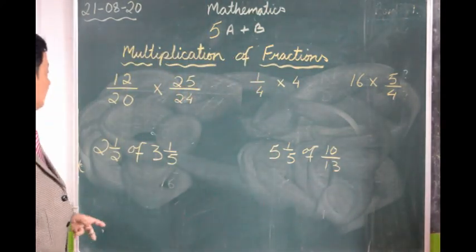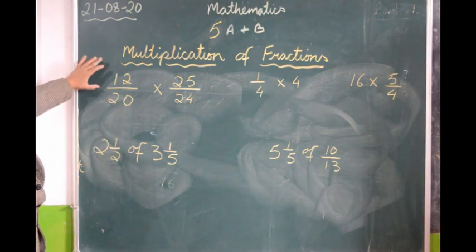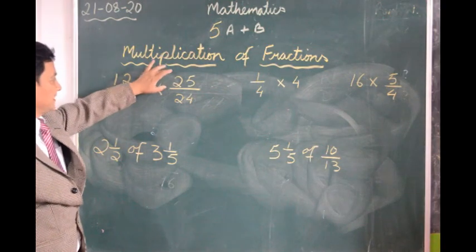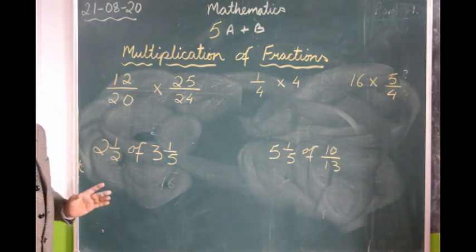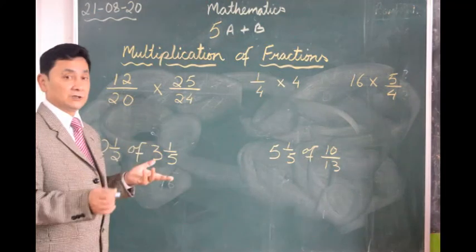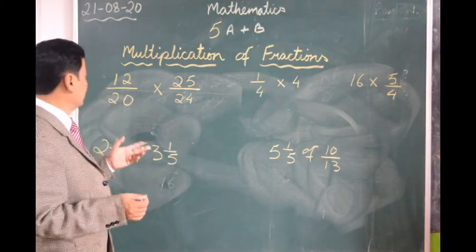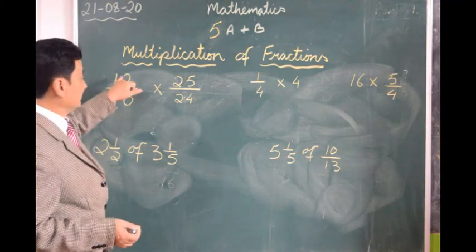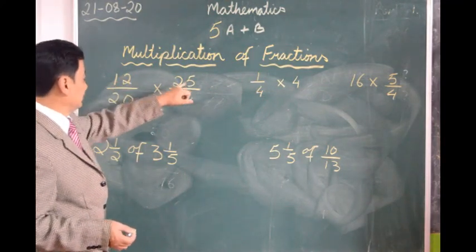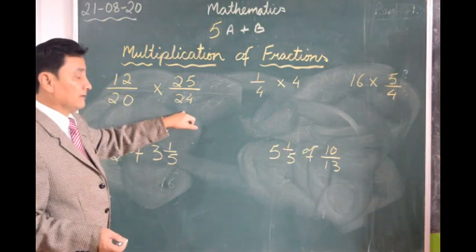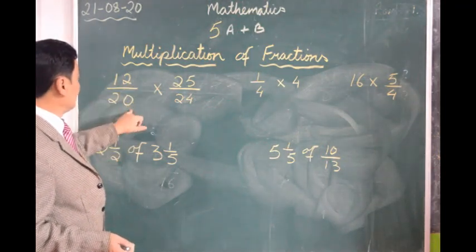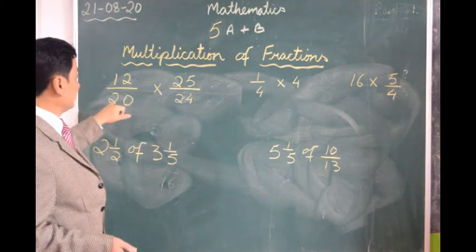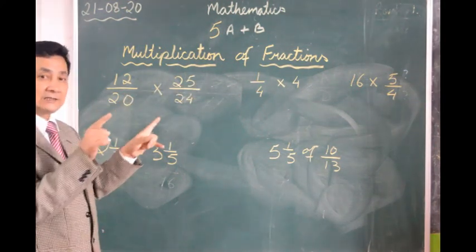Now let's have a look. So have a look at this fraction now. We've got 12 upon 20 into 25 upon 24. But before we multiply, let's reduce, or let's see which numbers go into the other number. But we should never cancel denominator with denominator. We can cancel numerator and denominator, or numerator on this side and denominator on the other side. You can cancel, cross cancellation also.